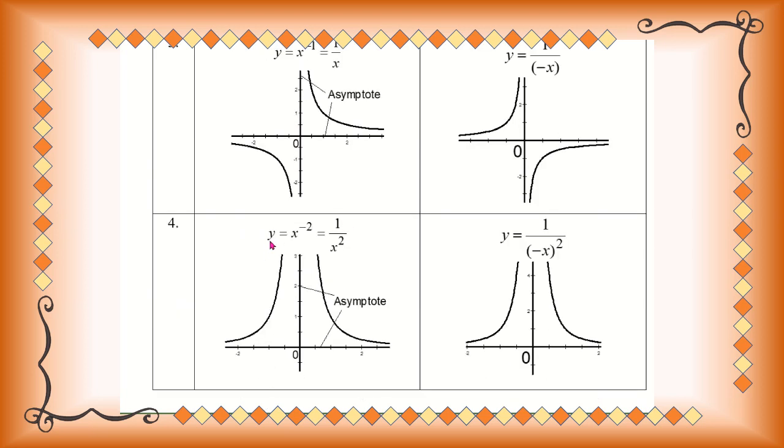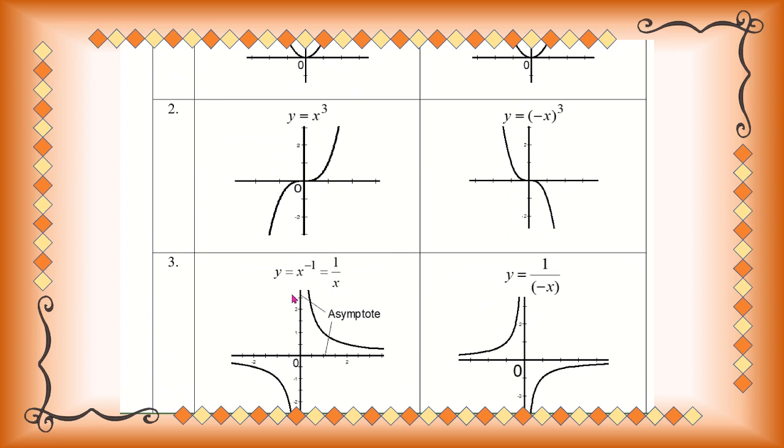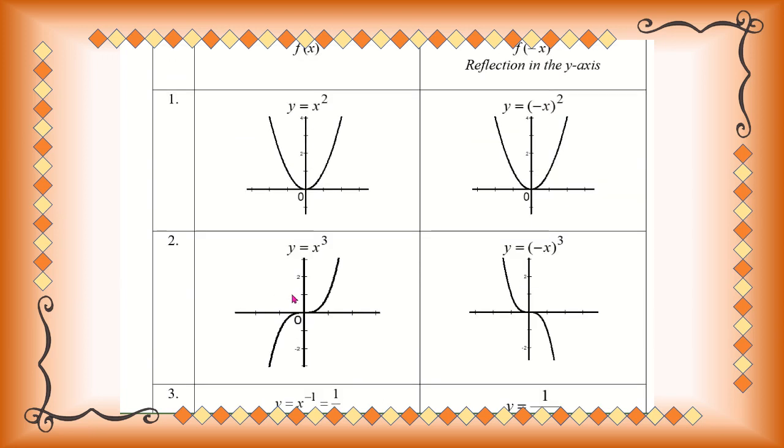Then after that, the other one is y equals x to the power of negative 2, which is equal to 1 over x squared, and the curve is in the first quadrant and second quadrant. And also this function has two asymptotes. One is a horizontal asymptote and one is a vertical asymptote. So these are examples of simple graphs that you have learned before.